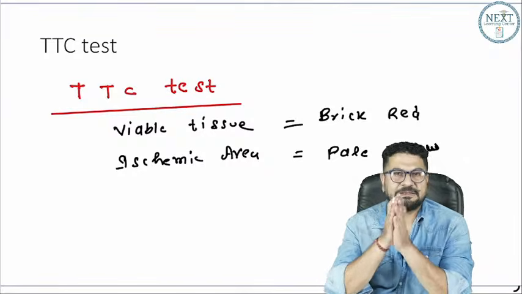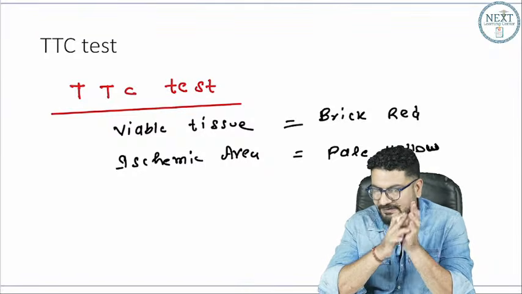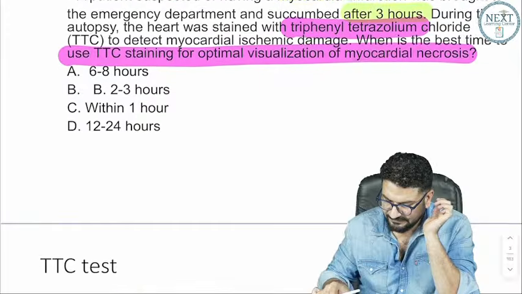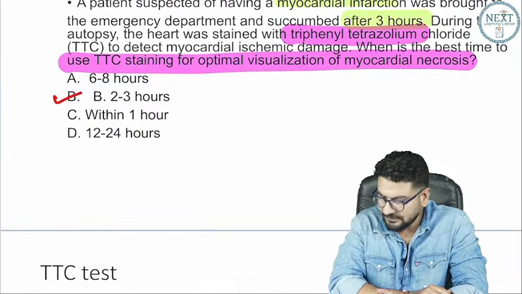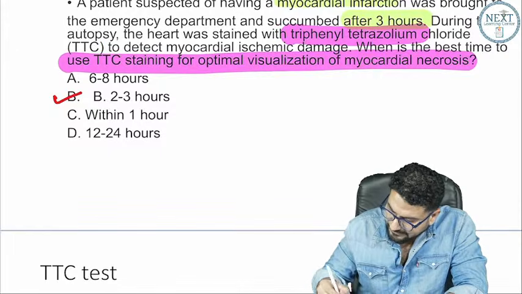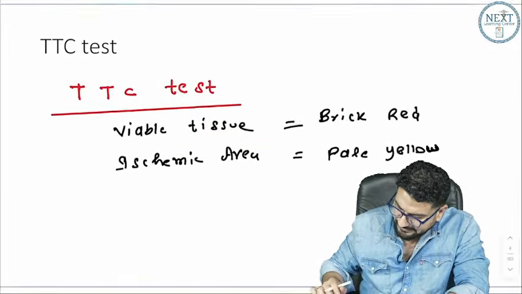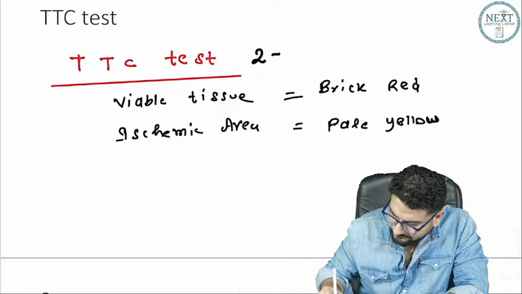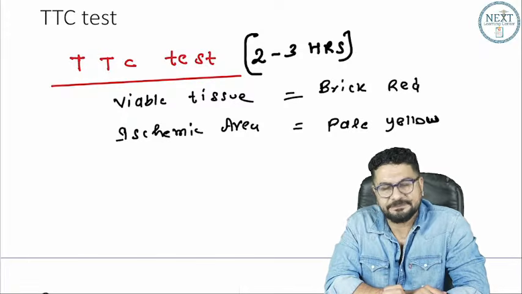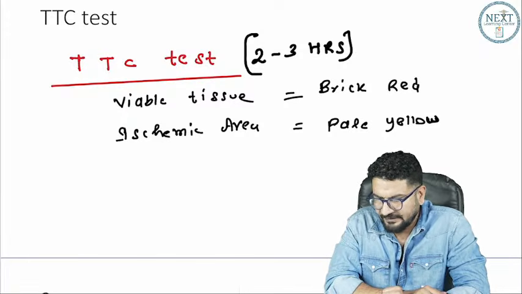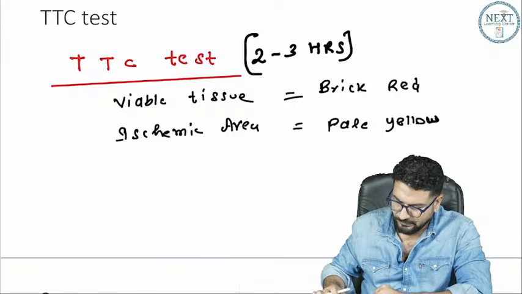And understand this thing: what is the best time? The best time is within 2 to 3 hours. The answer will be B. So optimal visualization you will see in 2 to 3 hours. So this is about your triphenyl tetrazolium chloride test. Done. TTC test. Okay, moving to the next one.